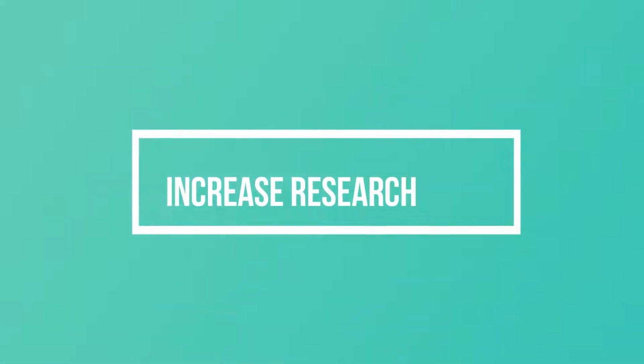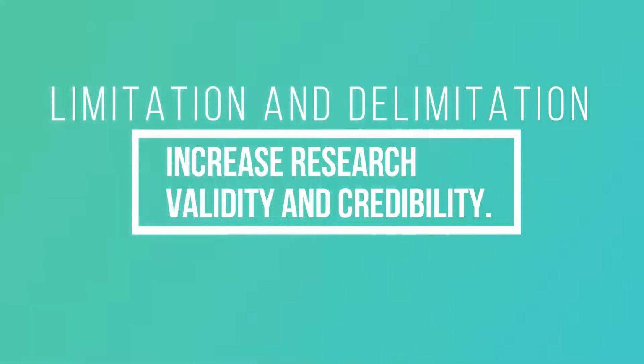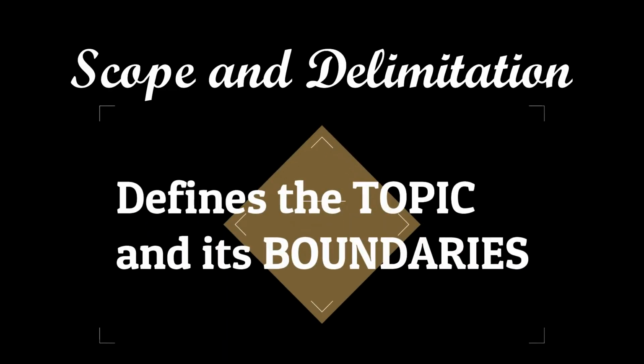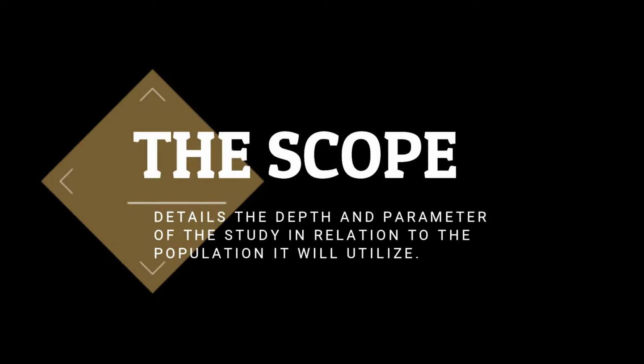Both are important because they help to put the research findings into context. And although they explain how the study is limited, they increase the credibility and validity of a research study. So, what is scope and delimitation in research? The scope and delimitations of a research define the topic and boundaries of the research problem to be investigated. The scope details how in depth your study is to explore the research question and the parameters in which it will operate in relation to the population and time frame.